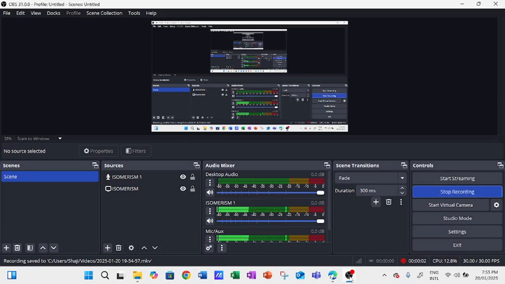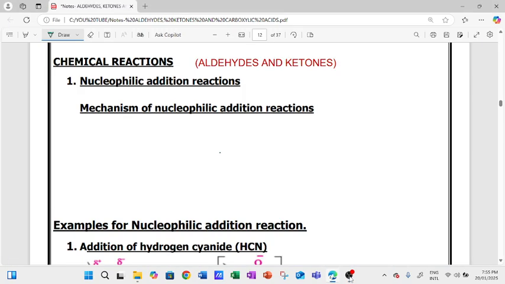Hi friends, today let's study the chemical reactions of aldehydes and ketones. One of the important chemical properties of aldehydes and ketones is the nucleophilic addition reaction. Addition reaction represents that the pi bond breaks in the carbonyl group and changes to a single bond, because aldehydes and ketones have the C double bond O group, which is the carbonyl group. In that C double bond O, one of the pi bonds breaks and changes to a single bond.